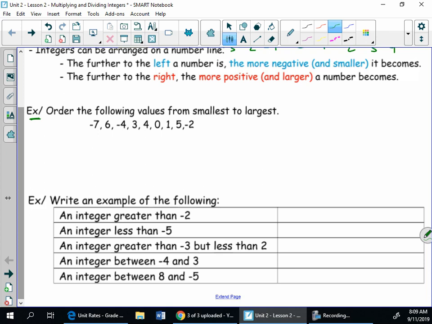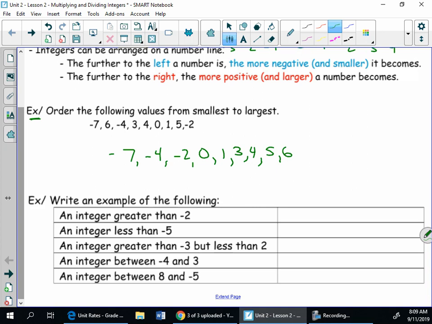So the smallest number I see would be -7. It's furthest to the left on the number line. And the next smallest would be -4. We're getting towards the positives. We're still in the negatives. Then -2. Then I see a 0. And now we're into the positives. I got 1. I got a 3. I got a 4. A 5. And a 6. Let's make sure I didn't miss any. 1, 2, 3, 4, 5, 6, 7, 8, 9 numbers in the question. 1, 2, 3, 4, 5, 6, 7, 8, 9 numbers in my answer.